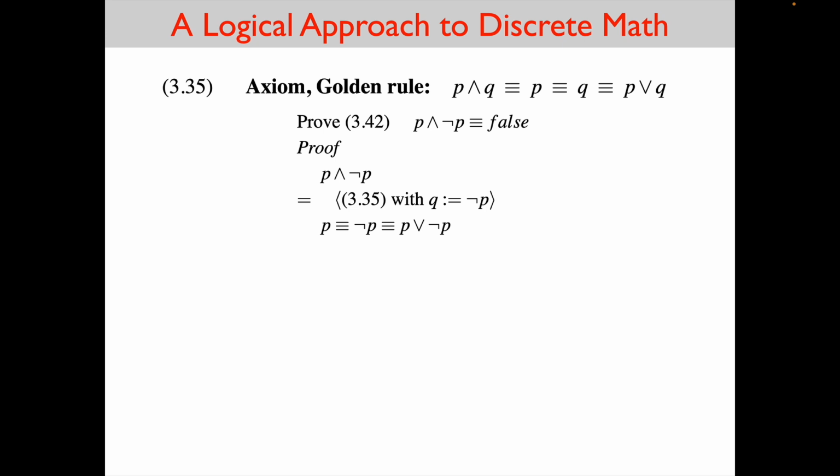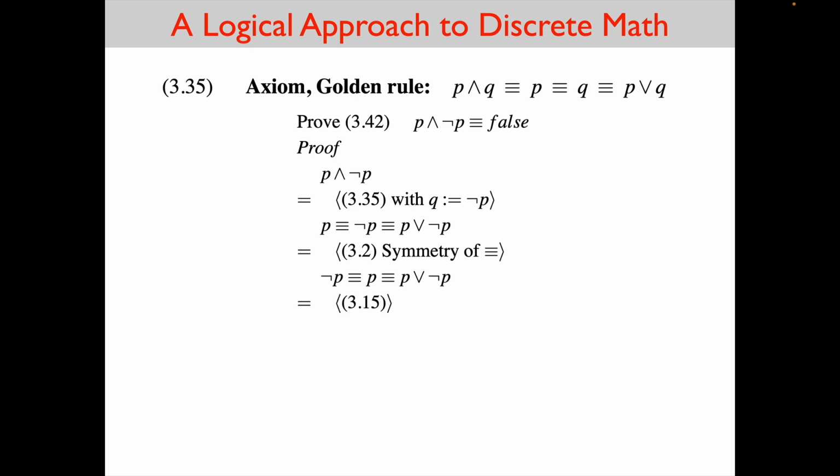All right, now what's the next step? 3.2, symmetry of equivalence. Which equivalence are we going to use to flip around? I think it's the first one. We're going to replace the P equals not P with not P equals P. So do you see how we switch those first two around? And then we bring down the P or not P. So that's symmetry of equivalence.